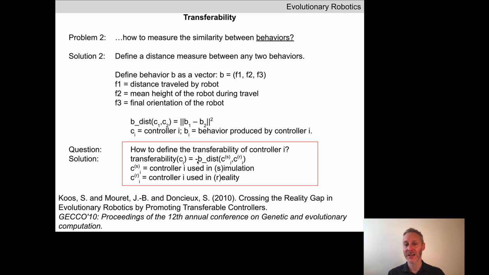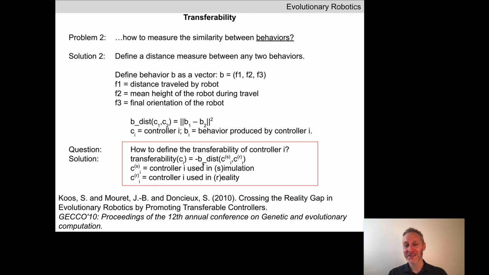Why the negative sign? If you have an idea, go ahead and type it into chat or feel free to unmute yourself and offer an idea. We're defining the transferability of a controller as the negative of the distance between S and R. What's the negative for? Any ideas? Still a little too early in the morning.